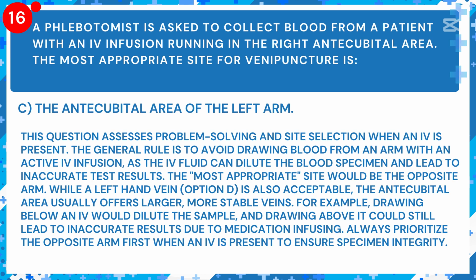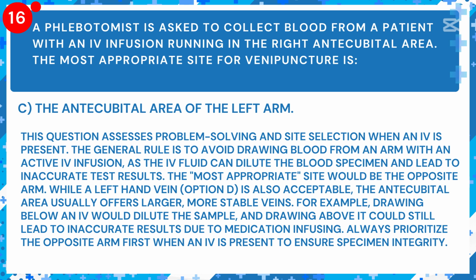Answer: C. The antecubital area of the left arm. Explanation: this question assesses problem-solving and site selection when an IV is present. The general rule is to avoid drawing blood from an arm with an active IV infusion, as the IV fluid can dilute the blood specimen and lead to inaccurate test results. The most appropriate site would be the opposite arm.